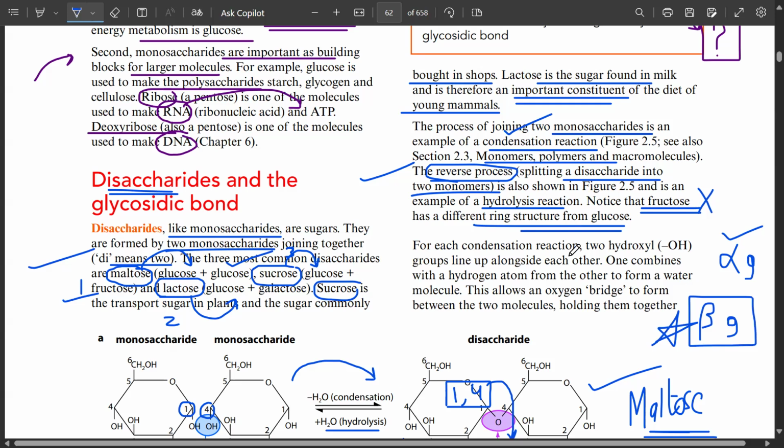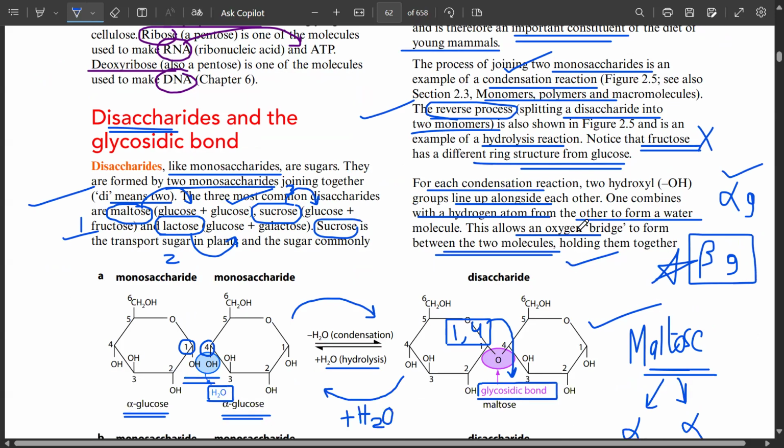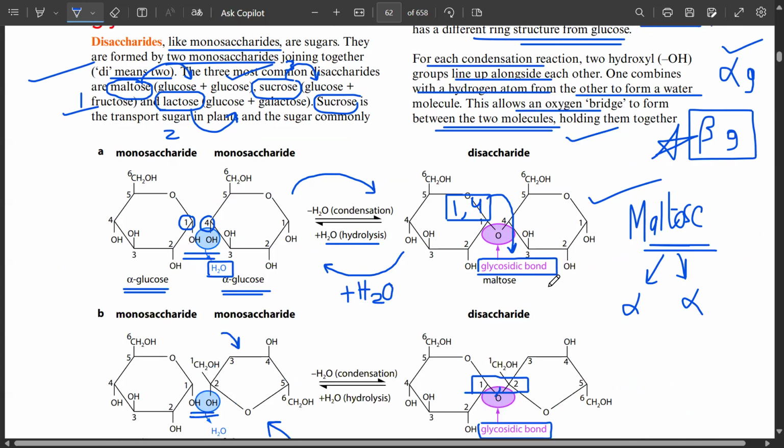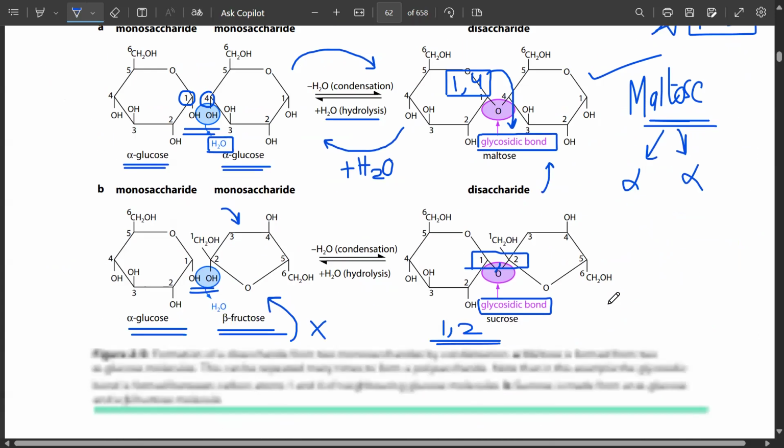Leave it for now. For each condensation reaction, two hydroxyl groups line up alongside each other. One combines with a hydrogen atom from the other to form a water molecule, and this allows an oxygen bridge to form between the two molecules, holding them together. So this oxygen bridge is known as a glycosidic bond. Got it?